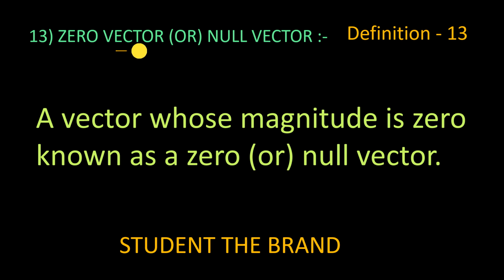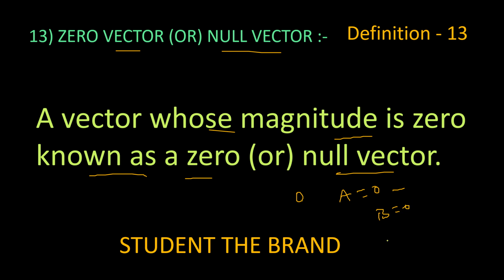Those are called negative vectors. Next, zero vector or null vector. A vector whose magnitude is 0 is known as a zero vector or null vector. So its magnitude is 0, right? If A equal to 0 then magnitude is 0, and B equal to 0, K equal to 0, like that. So if each vector's magnitude is 0, then we can say that is a zero vector or null vector.